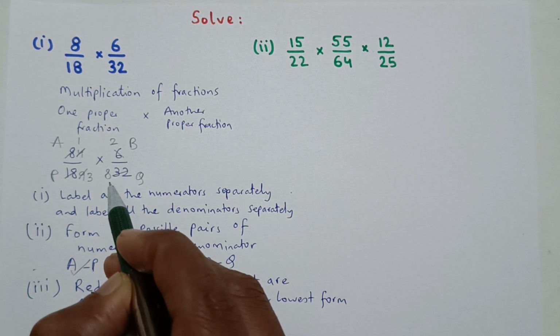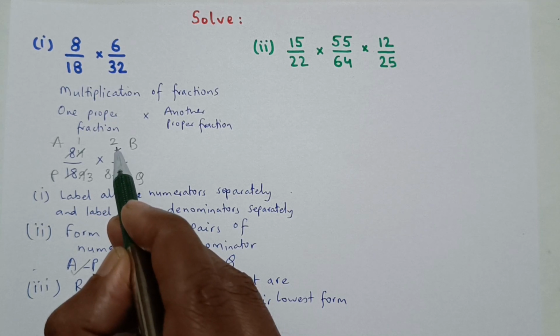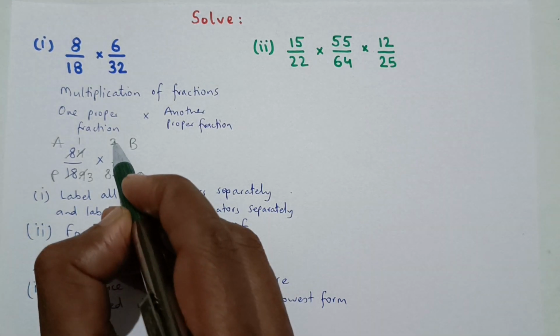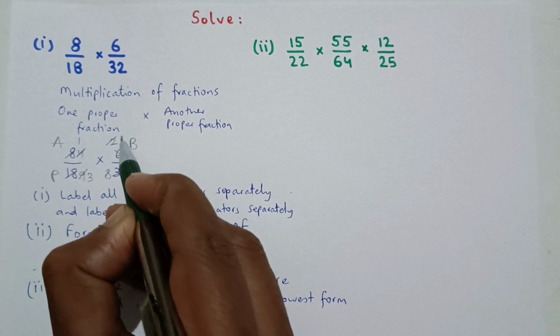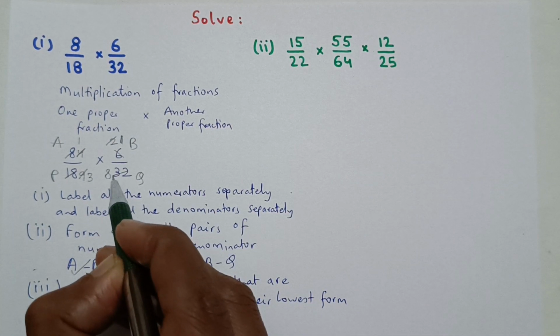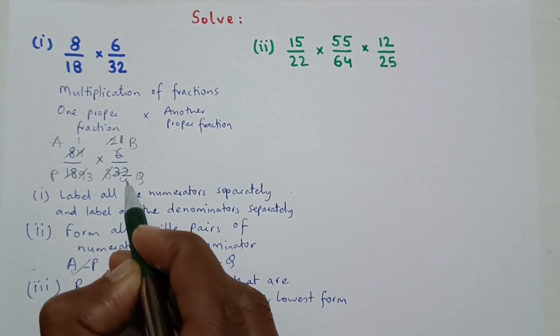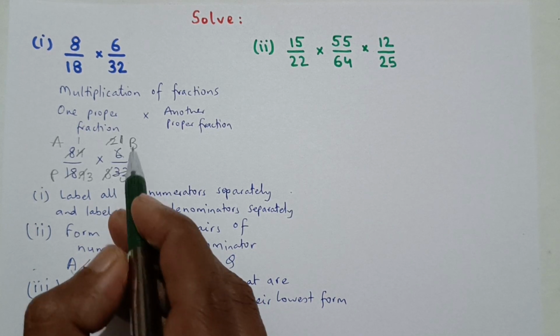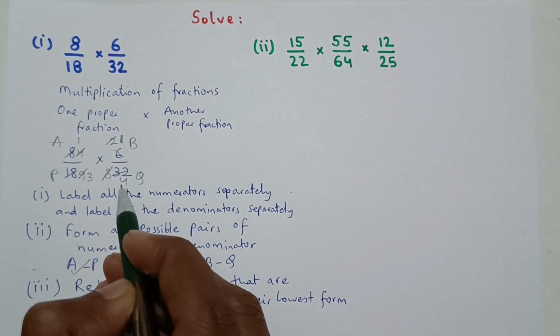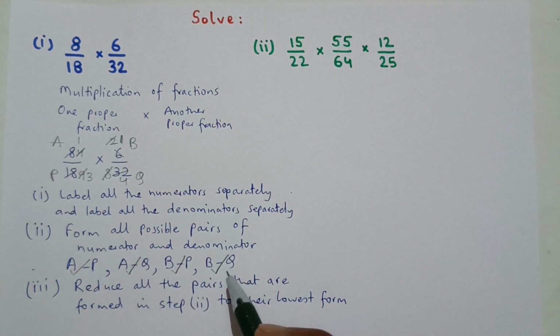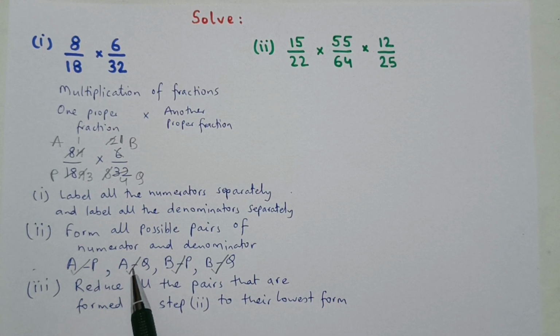Both 2 and 8 are divisible by 2. So I will divide both 2 and 8 by 2. So 2 divided by 2 is 1 and 8 divided by 2 is 4. So 1 by 4, and this is the lowest form of BQ. So BQ also we have reduced to its lowest form. So all the 4 possible pairs in step number 2 we have reduced to their lowest form.